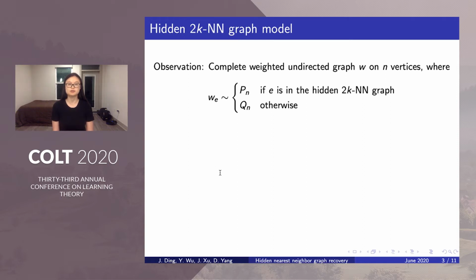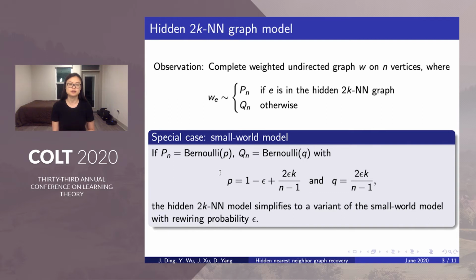Suppose we observe a weight matrix, where we observe weights on all of the n choose 2 edges in the complete graph. We assume the edge weights are independent, and if an edge is in the hidden 2k nearest neighbor graph, we assume the weight is distributed as P_n, and otherwise it's distributed as Q_n. If both P and Q are Bernoulli distributions with the following parameterization, then this hidden 2k nearest neighbor graph model simplifies to a variant of the aforementioned small world model with rewiring probability epsilon.